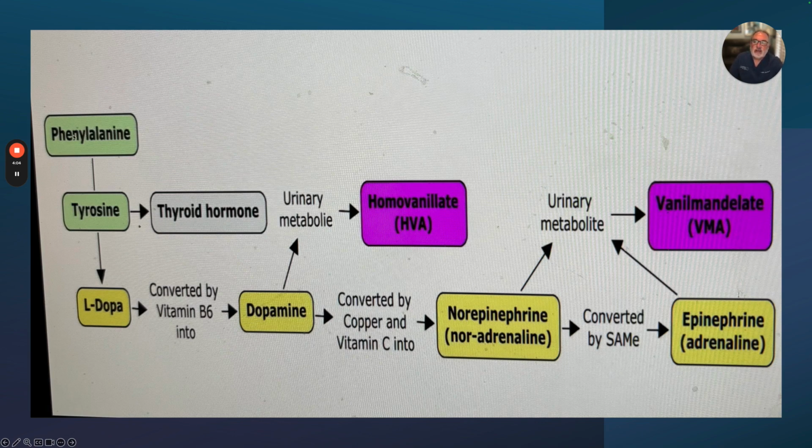So you need phenylalanine, which goes into tyrosine, which goes into L-DOPA. B6 is needed, so we saw we had some B6 issues. If you don't have B6, you're not going to convert L-DOPA to dopamine. And then you can see you need copper and vitamin C to turn dopamine into norepinephrine. And then SAMe is your major methyl donor. So if we're deficient in methylation, it's going to affect the conversion to epinephrine. And then some of the metabolites: for dopamine, the metabolite is homovanillate, which I told you, HVA. And the metabolite for norepinephrine is VMA right here.